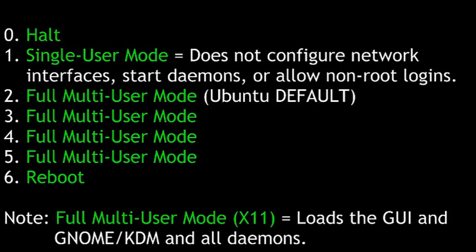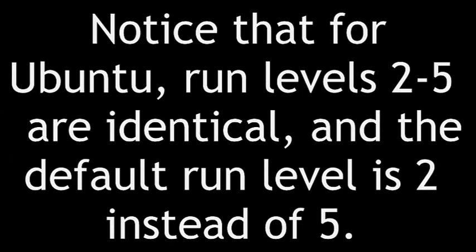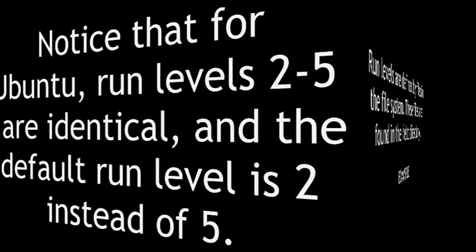By full multi-user mode, we mean that it loads the graphical user interface and GNOME or KDM and all of the daemons. And finally, 6 is reboot. Again, notice that unlike other distributions of Linux, for Ubuntu, run levels 2 through 5 are identical, and the default run level is 2 instead of 5.